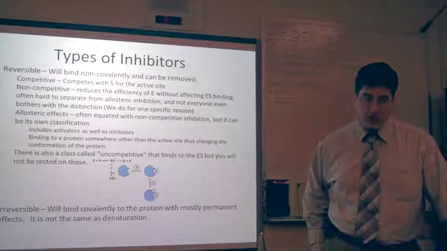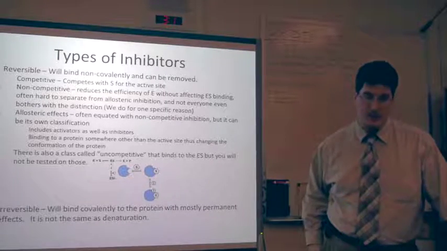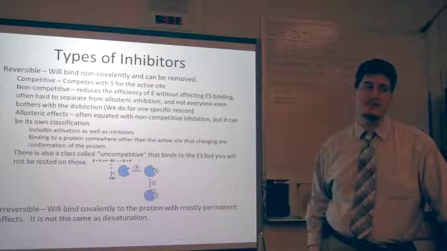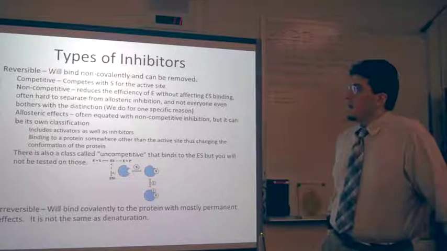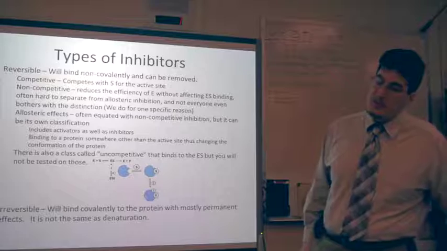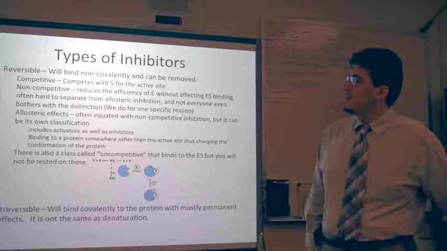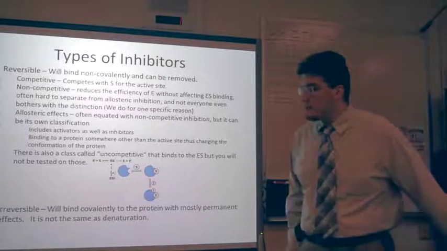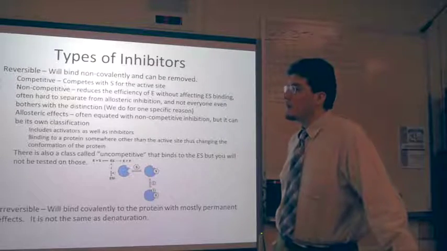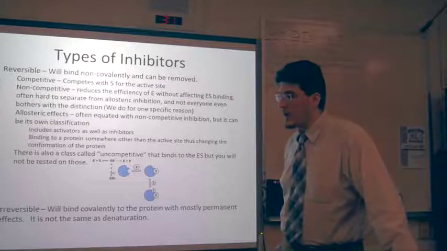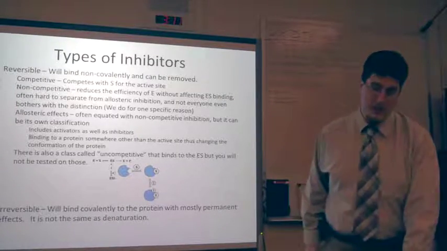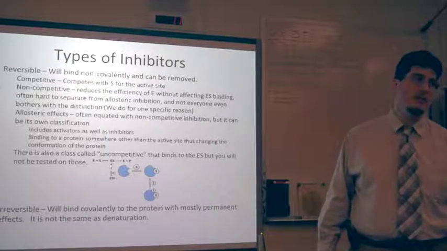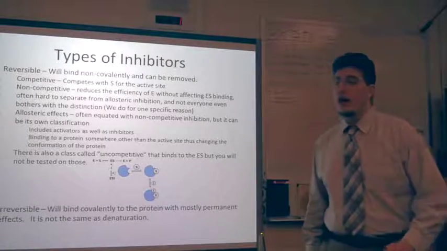If it is reversible, it can be undone. You can reverse the process. A competitive reversible inhibitor is an inhibitor that competes with the substrate for the active site of the enzyme. And you can reverse the inhibition of the enzyme.